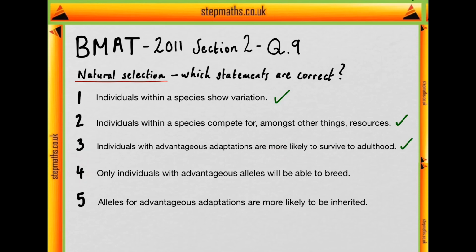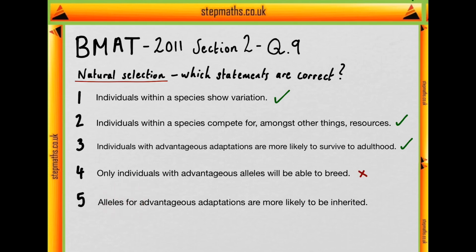Moving on to 4, only individuals with advantageous alleles will be able to breed. Well, the term "only" should be a red flag immediately. Individuals with advantageous alleles are not the only ones that can breed. It's just the case that they're more likely to survive to adulthood and therefore reach a breeding age, and therefore they're more likely to pass on their alleles. So we can say that this is wrong.